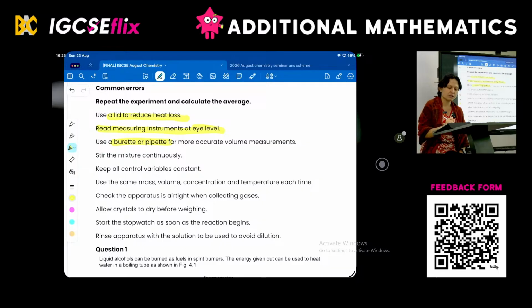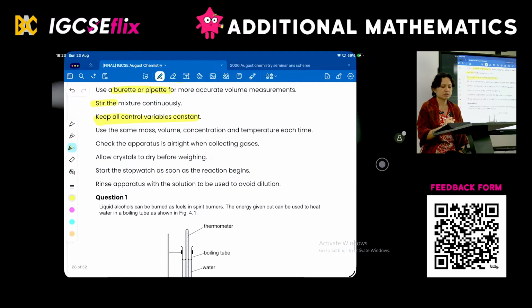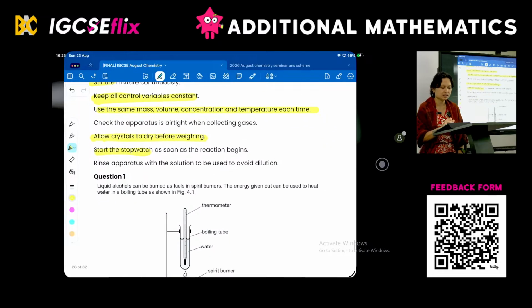Okay? So one other thing to do is stir. All the other variables have to be constant. I'm going to talk about it. So use the same mass, volume, concentration. Check the apparatus. Allow crystals to dry before weighing. If they want to ask you how much water, or whether all the reaction has occurred, you need to weigh, cool, heat again. Cool it, weigh it, and then reheat to ensure all the water is lost. Start the stopwatch as soon as the reaction begins and rinse apparatus with the solution to avoid dilution. So these are common errors that they will ask you.